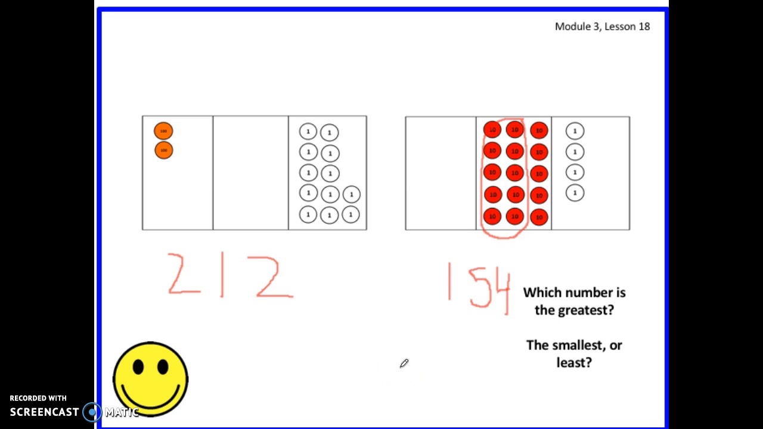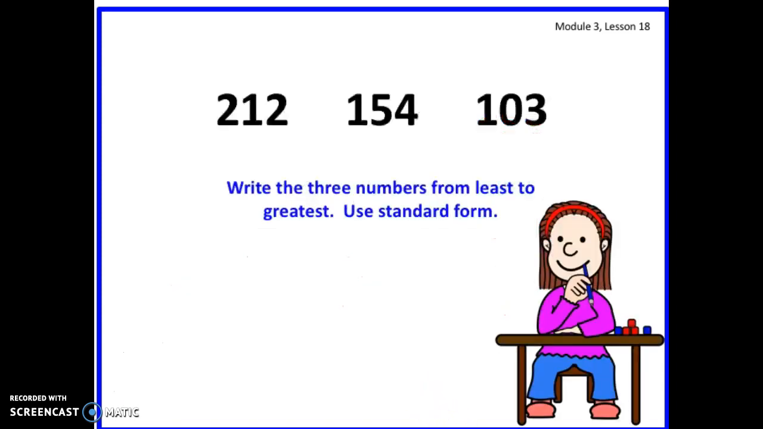And the smallest or the least? That's right, 154. When we have two numbers like this side by side, we can easily compare them with our less than, greater than, or equal to symbols. And I know that 212 is the biggest number, so my alligator mouth gets to eat the 212. So I have 212 is greater than 154. How did you do on that? That was from yesterday's lesson. Pretty easy, I know.